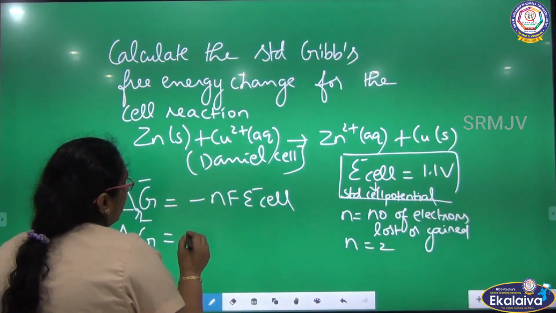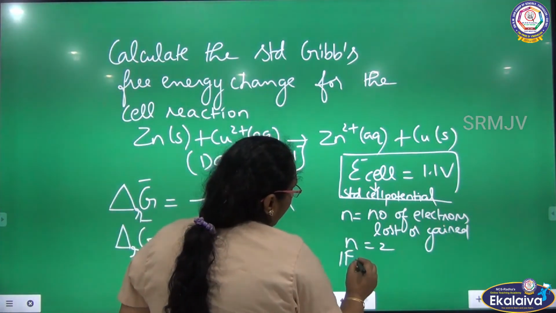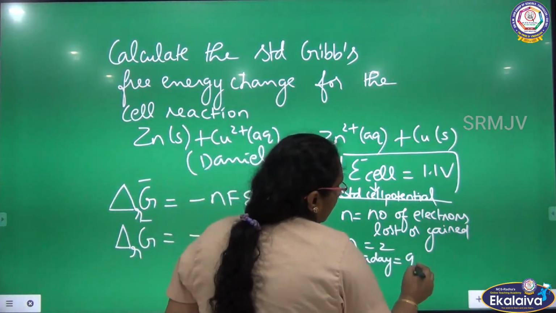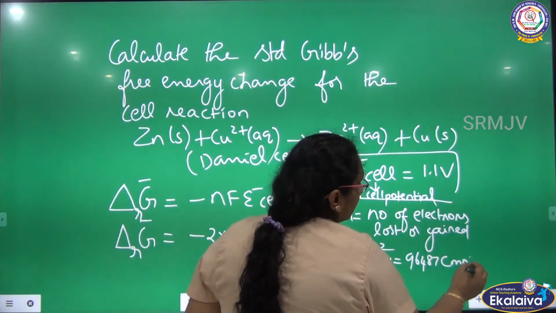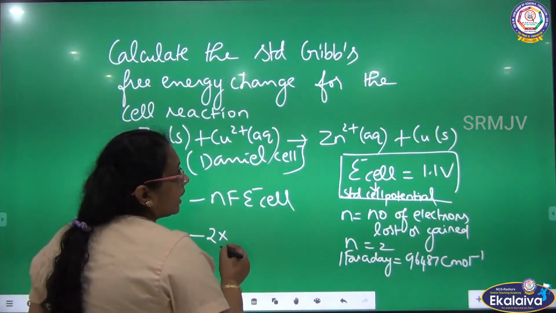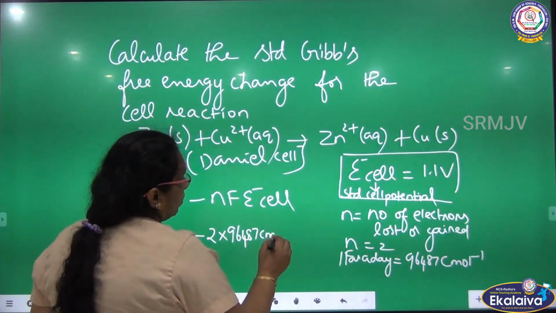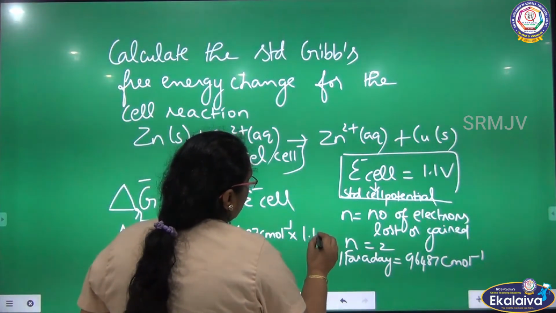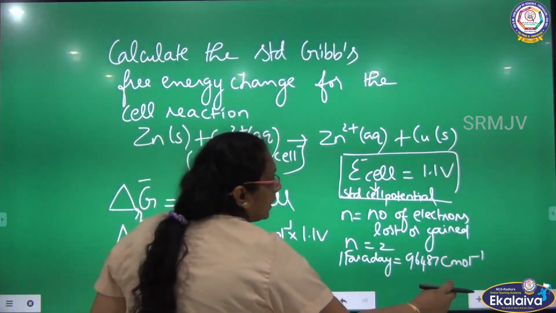Substitute the value of N is equal to 2: minus 2 into, what is 1 Faraday? 1 Faraday is equal to 96,487 coulomb per mole. Substitute in the equation. So minus 2 into 96,487 coulombs per mole into, what is E dash cell? It is 1.1 volt. So calculate now.